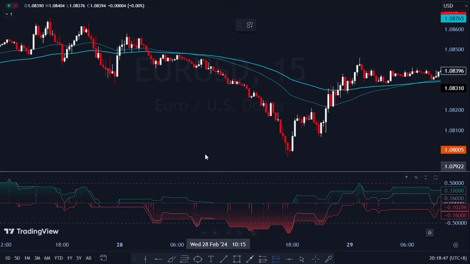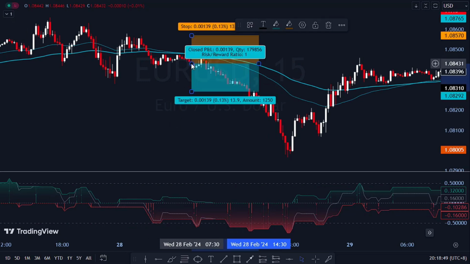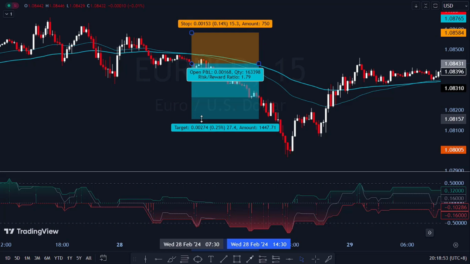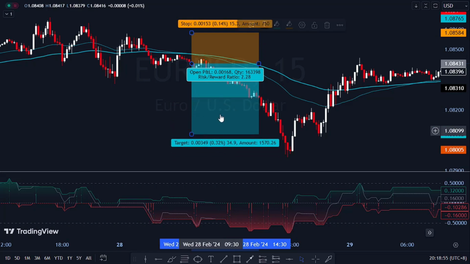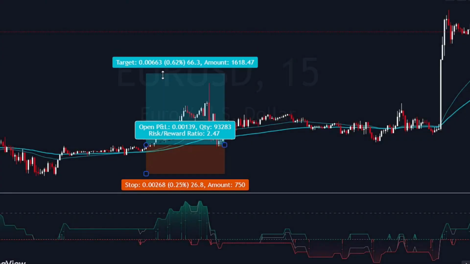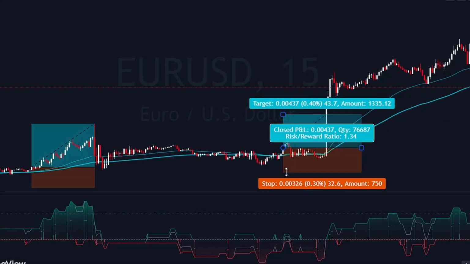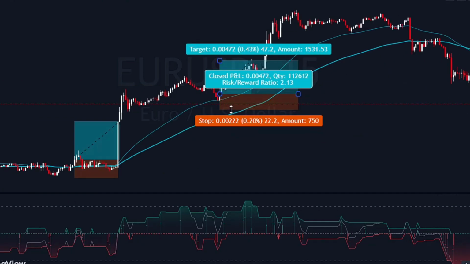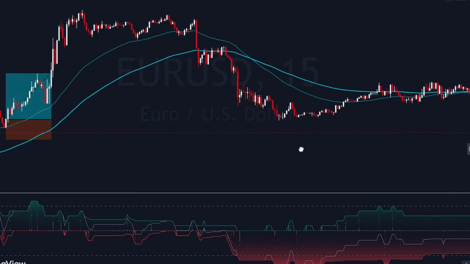Conversely, the same scenario is working for short trades as well. Now let me show you just a glimpse of 100 times back testing and forward testing this powerful strategy, and shortly after sharing the results with you.